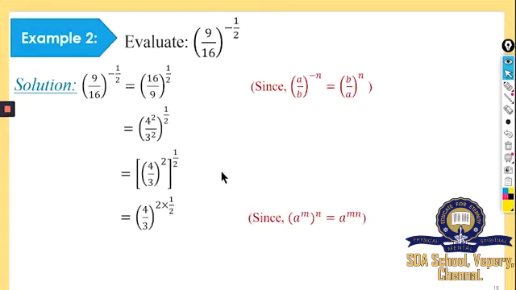So the next step is, if you observe, this is in the form of a power m to the power n, right? So now you need to apply the law a power m to the power n, which is equal to a power mn. So if you apply this law to this term, you will get a to the power m into n, that is 4 by 3 to the power 2 into 1 by 2. So now if you cancel this 2 and 2, you will get 4 by 3 to the power 1, which is 4 by 3 only.